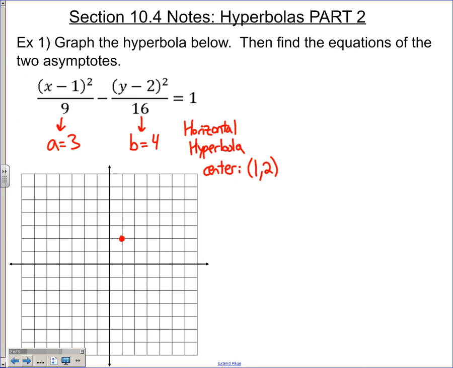So let's start by graphing our center, (1, 2). Then we're going to make our little a-b dotted box so that we can graph our hyperbola. a is going in the x direction, so we go 3 to the right and 3 to the left. Those would be our vertices. From the center, we also go up 4 and down 4. Now I can draw my dotted line for my box.